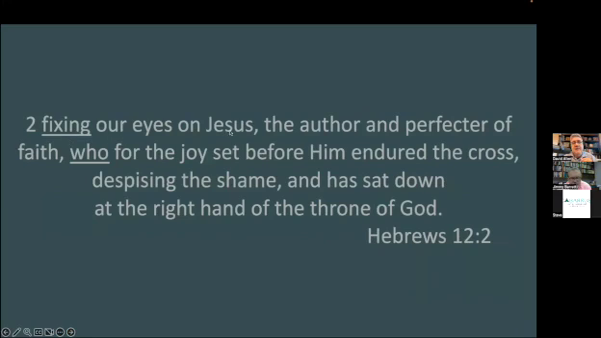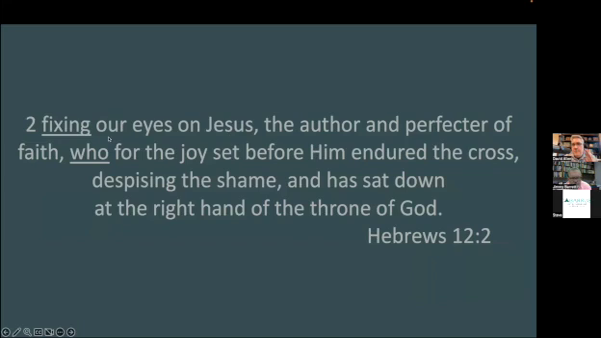Fixing our eyes on Jesus. All right, that is also a participial clause. Therefore, it is a subordinate clause. So the question is, what does this clause modify? And the answer is the main verb and the main clause, the independent clause, let us run. That's what it modifies. How should we run? We run keeping our eyes fixed on Jesus, who is the author and perfecter of the faith.